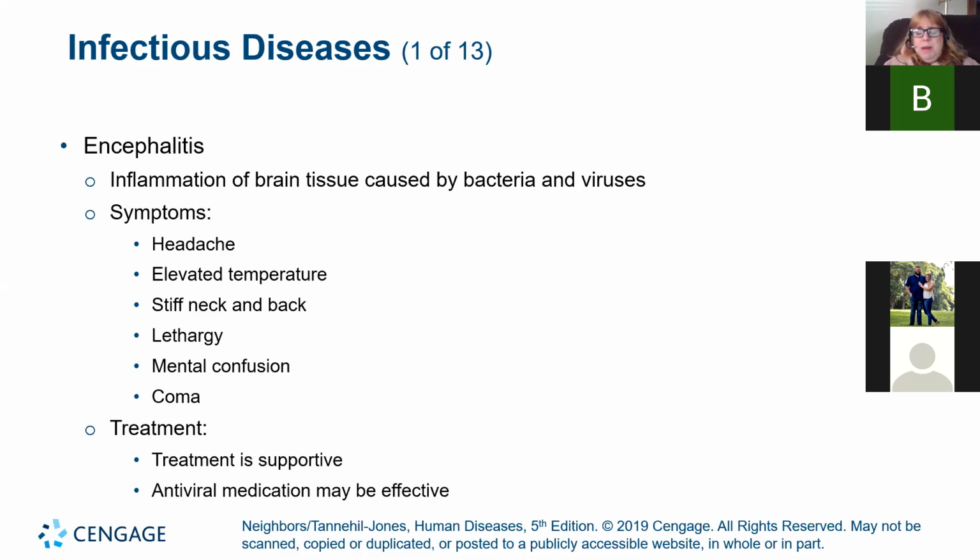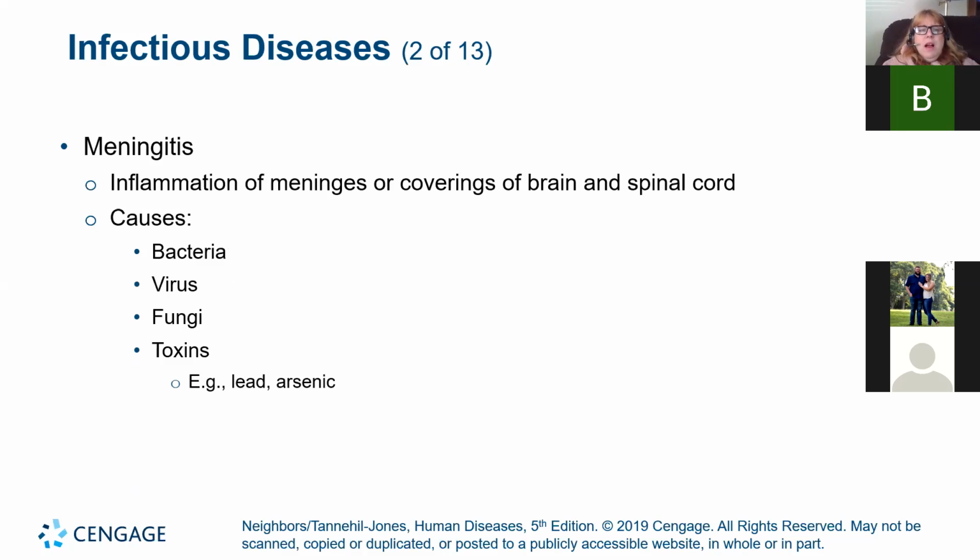Antivirals, we're using antibiotics if it's bacterial. And one of the most concerning infectious diseases is meningitis. This is inflammation of the meninges, or covering of the brain and the spinal cord. It can be bacterial, fungal, viral. It can be from a toxin, from lead and arsenic.